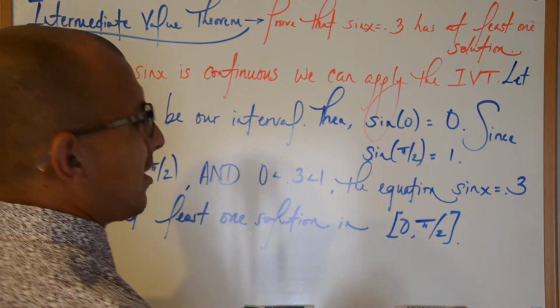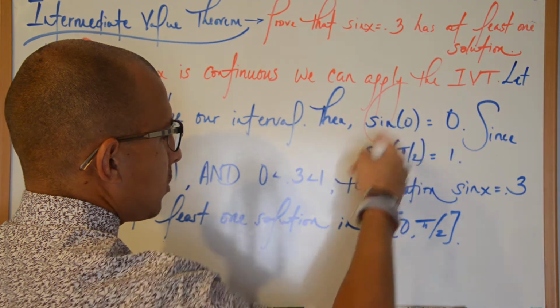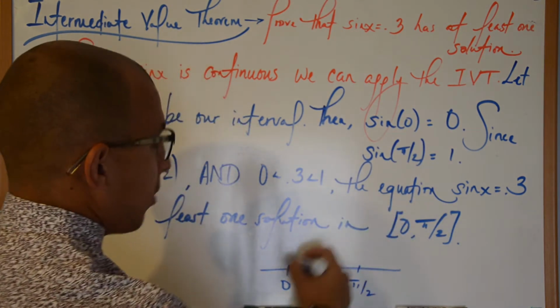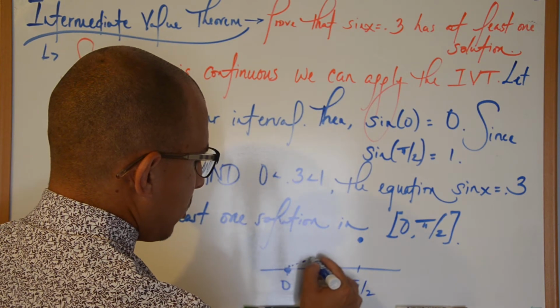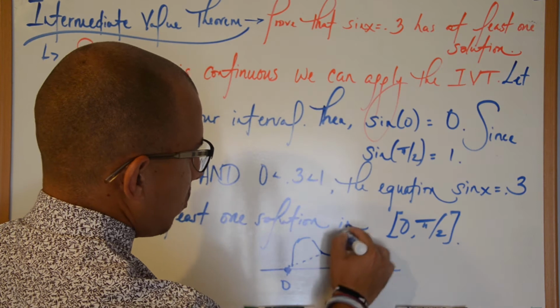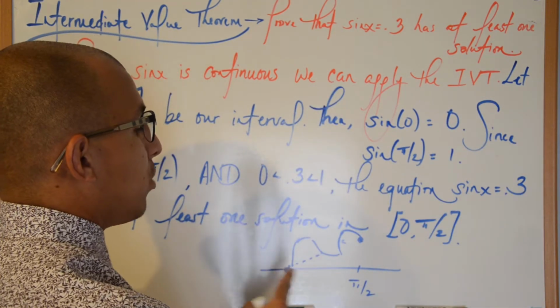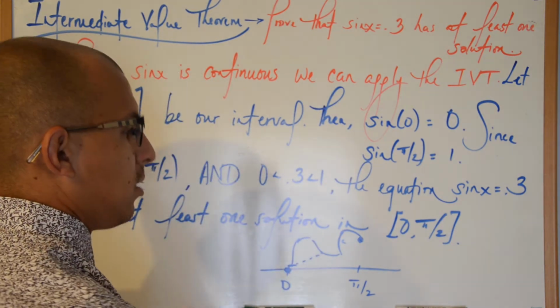Because it's just like the airplane. If we know that between these two inputs, 0 and pi over 2, we have outputs 0 and 1, like a plane, it might have this crazy convoluted path, but at some point, it's going to pass 0.3. And that's all we need to show.